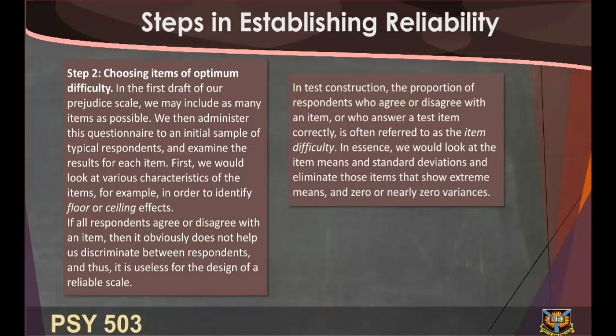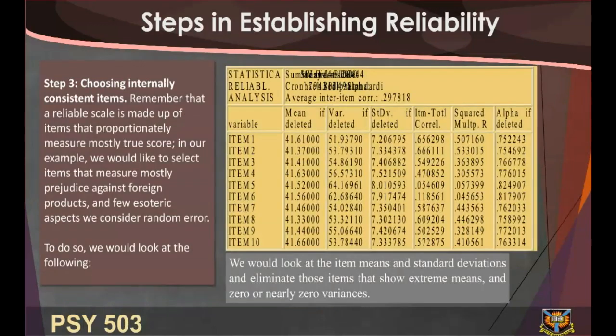In test construction, the proportion of respondents who agree or disagree with an item, or who answer a test item correctly, is often referred to as the item difficulty. In essence, we would look at the item means and standard deviations and eliminate those items that show extreme means and zero or nearly zero variances.